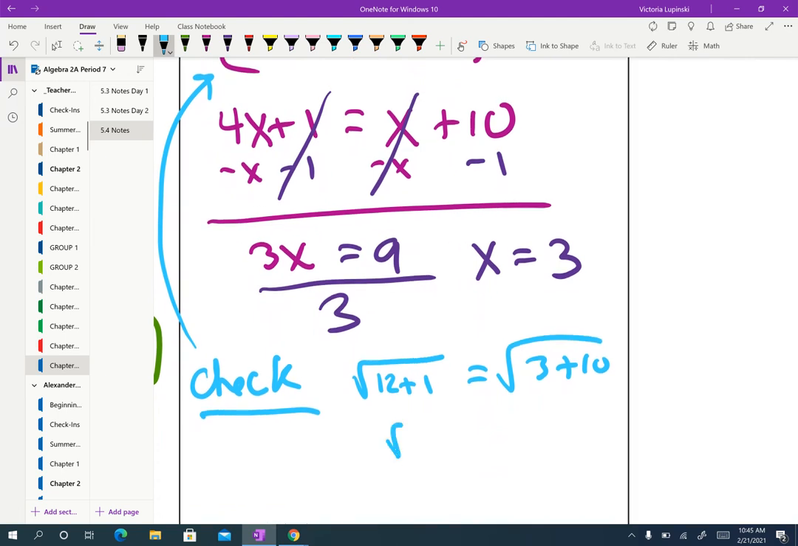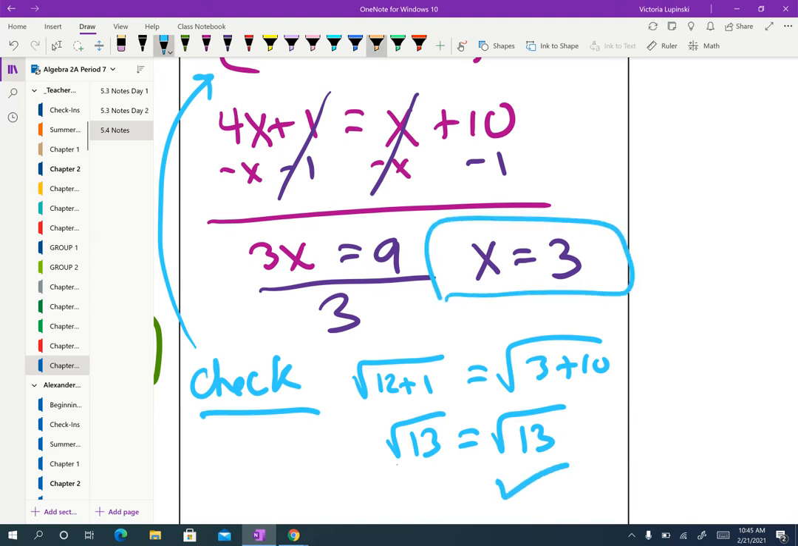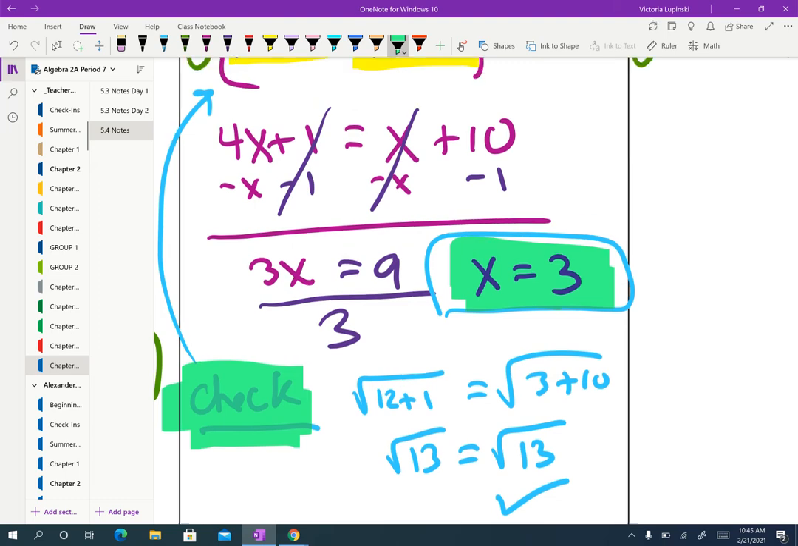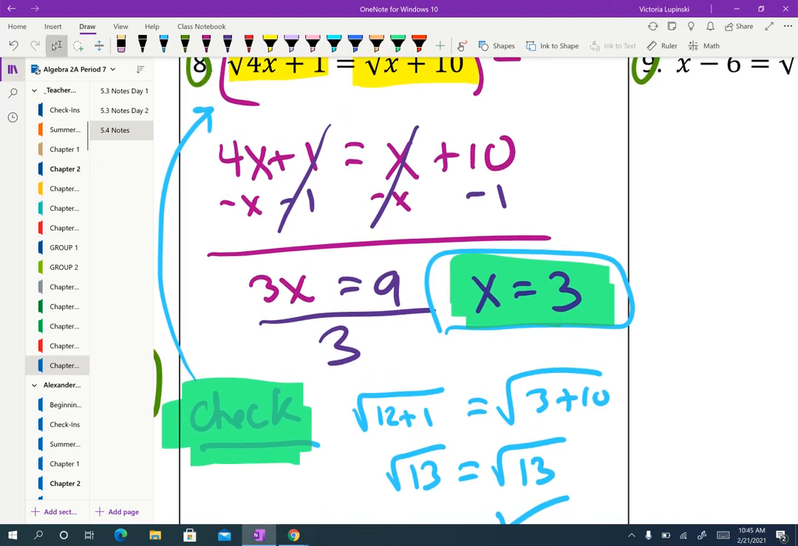Positive 12 plus positive 1 is positive 13. 3 plus 10 is positive 13, which means that it's a go. That means that x equals 3 is, in fact, a solution. Again, doesn't take long to check, but you should do it. And the reason why you're doing it is because you have variables on both sides. That was the easy version of what happens if you have variables on both sides.